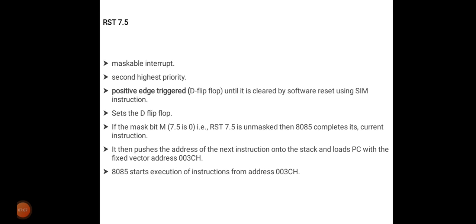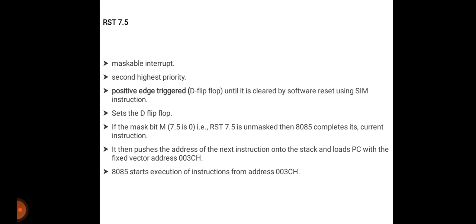The next one is RST 7.5. RST 7.5 is a maskable interrupt. Then it has the second highest priority in the figure. As you can see, it is positive edge triggered, and the positive edge is stored internally by the D flip-flop until it is cleared by the software reset using the SIM instruction or by an internally generated acknowledge signal. Then the positive edge signal on the RST 7.5 pin sets the D flip-flop.